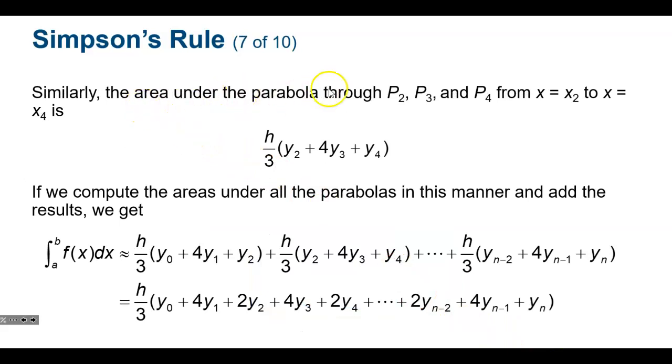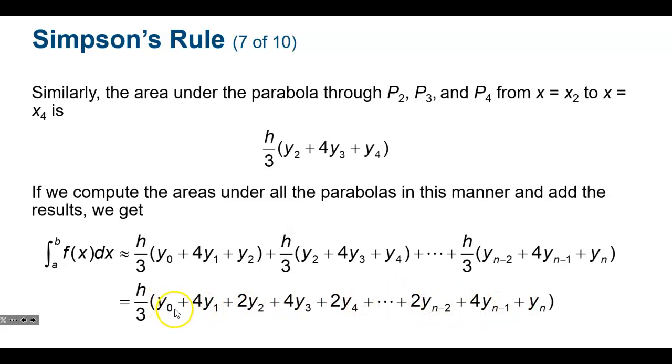Similarly, the area under the parabola through points 2, 3, and 4, from x equal to x subscript 2 to x subscript 4, is the following: h over 3 times (y subscript 2 plus 4 y subscript 3 plus y subscript 4). If we compute the areas under all the parabolas in this manner and add the results, we would get the following formula: h over 3 times this entire form.